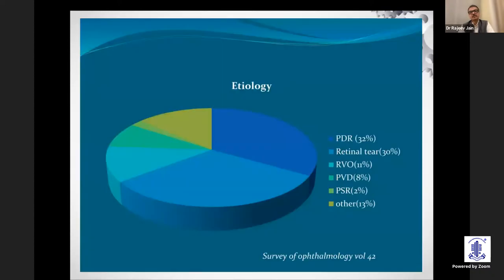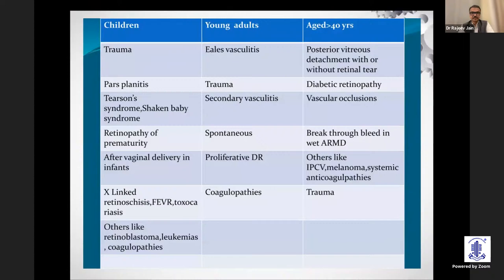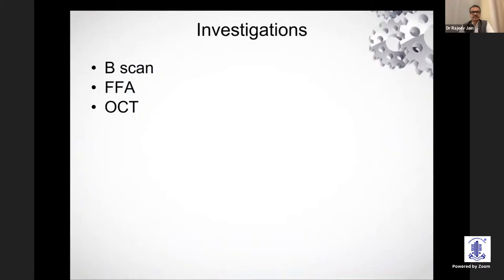So as I said, the two commonest causes are PDR and a tear, but vascular occlusions, PVD, and sickle cell disease are other causes which we should keep in mind, even if the patient is diabetic. And age-wise also, if children come, trauma is the commonest cause. Terson syndrome, sir has shown very good cases. In aged people, PVD, diabetic retinopathy, vascular occlusions, and breakthrough bleed in wet AMD.